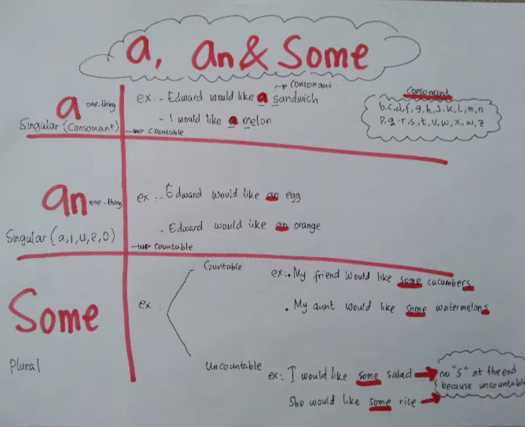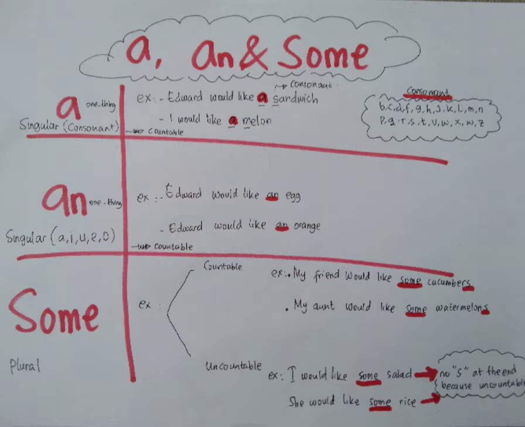The next example is an. Edward would like an egg. Why do we use an? Because E is a vowel sound. Next, Edward would like an orange, and O is a vowel sound. We only use an for countable nouns. It means we can see, we can touch, and we can count the noun. That means countable.